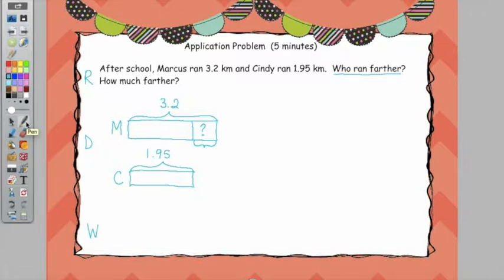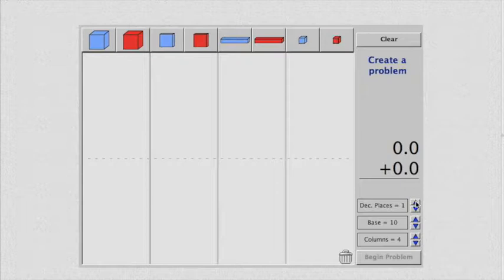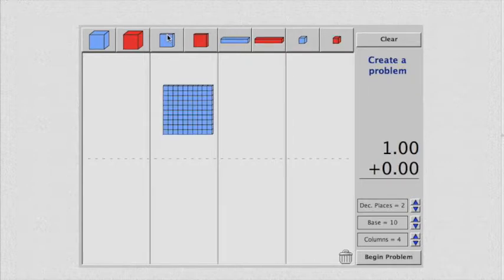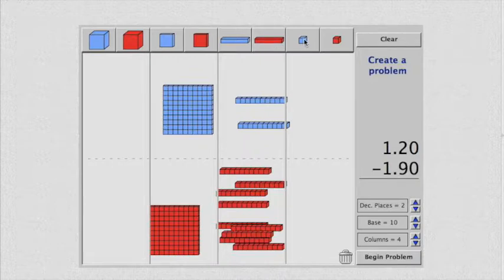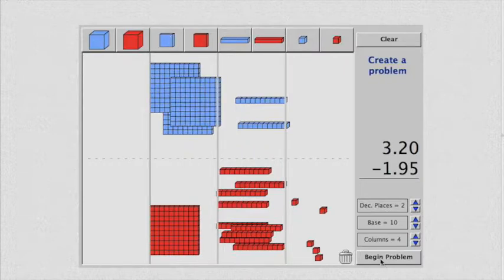Okay, now I want to get the app out. We're going to do this problem. You want to do it on the app first or on paper first? 3.2, right? How many decimal place values do I need? Minus 1.95. Oh, correct? Yes. Oh, I need a 3 up here. Does that look right? Yeah.